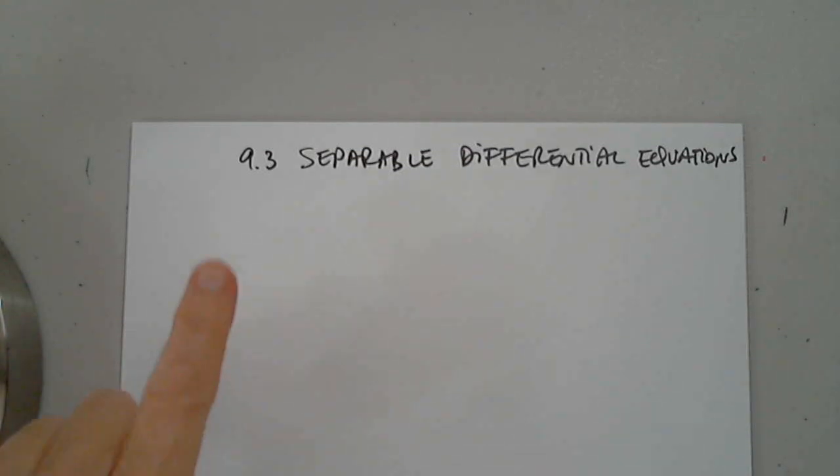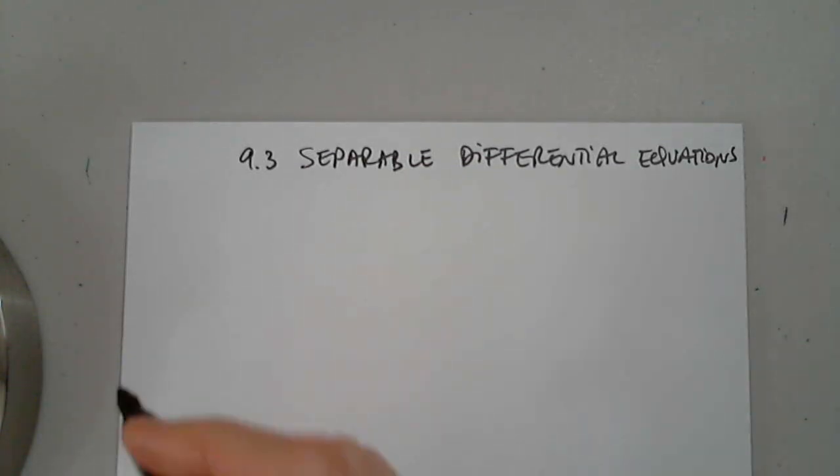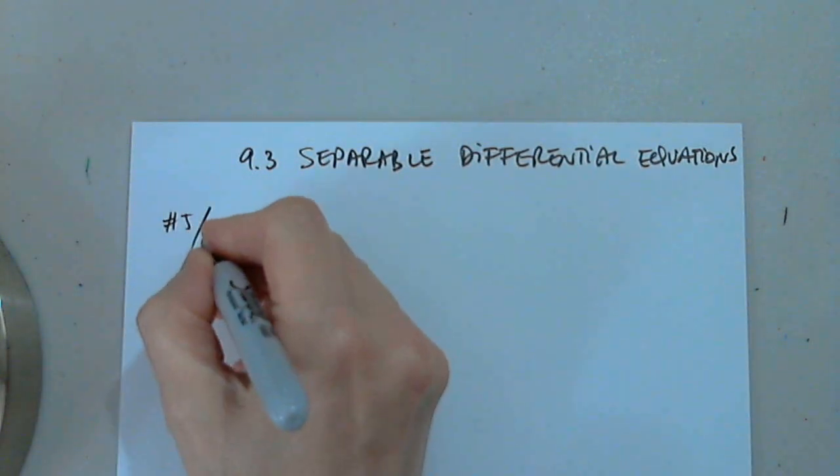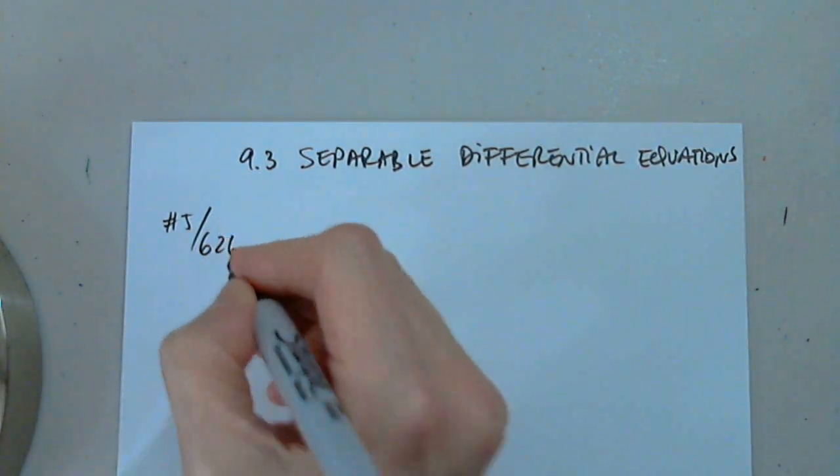Hello again. 9.3 separable differential equations. And you will see the method that we apply to solve, sometimes we can't, but in general, to solve separable differential equations. They're not of difficult type. Okay, so let's start with an example 5 on page 626.